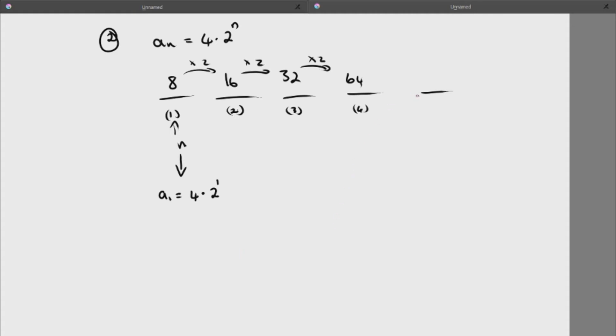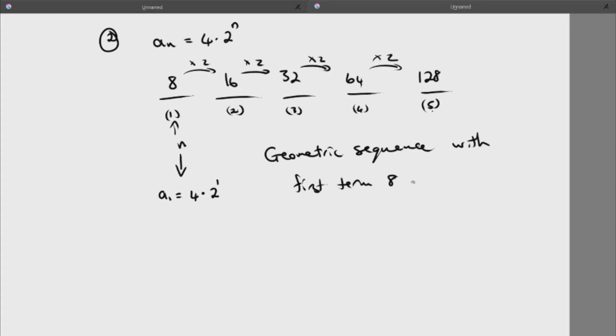One more. Position 5. Is it 128? So I multiply by 2 every time. So this is a geometric sequence with first term 8 and ratio 2.